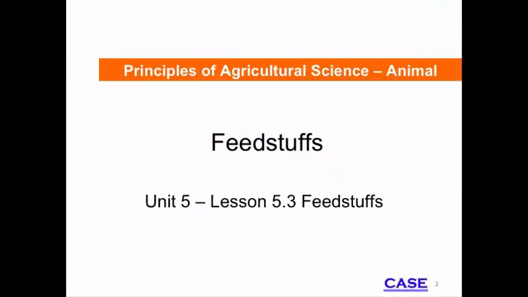Feedstuffs, Lesson 5.3. You just completed Activity 531, Energy and Feed, where you conducted an inquiry experiment to determine the energy in feedstuffs. Feeds and the feeding of animals is an important aspect of livestock production. The foundation for properly feeding and caring for animals lies in nutrition.